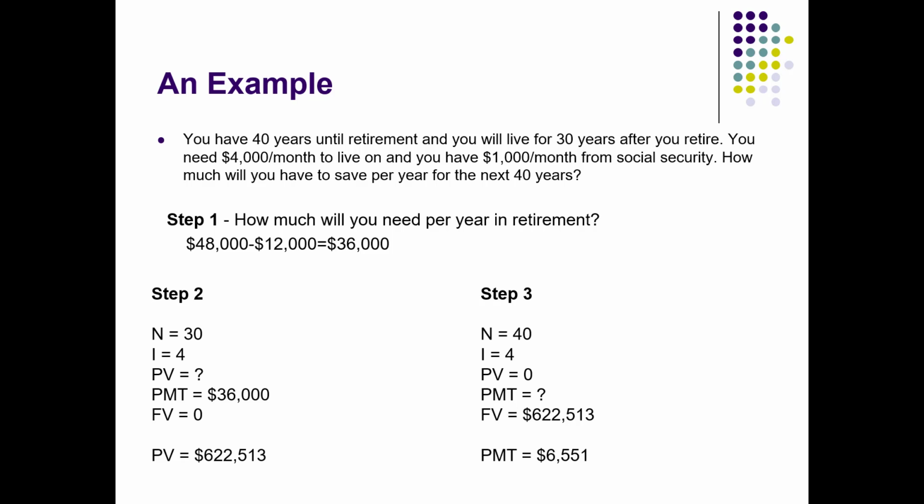And the answer is $6,551. That is, you must save $6,551 per year when you are working in order that your investments will generate $36,000 per year when you are retired.